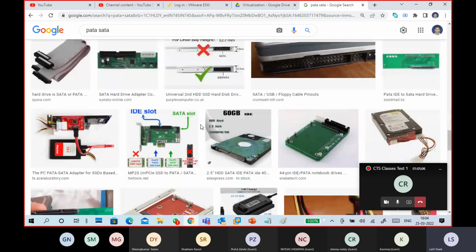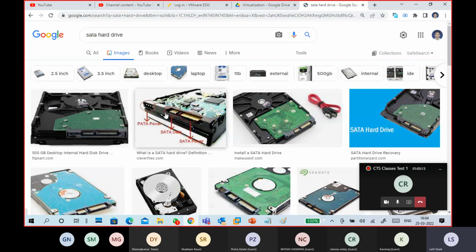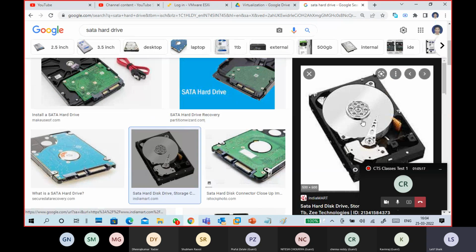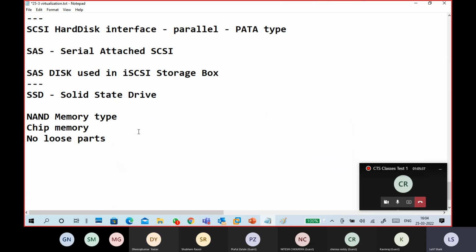Okay, so I need a hard disk, anything, a SATA hard drive. See, this is the SATA hard disk interface. This is the hard disk internal part. See, the magnetic aluminum platter, read and write heads, permanent magnet, spindle motor. So many arrangements are there. Of course they are tightly screwed, but still there are some loose parts.